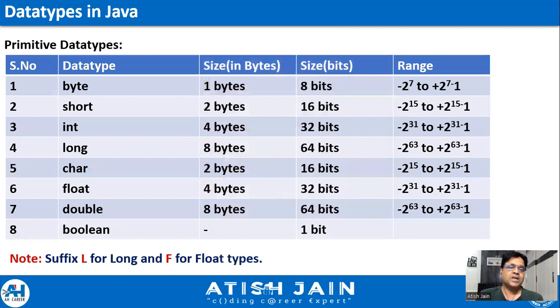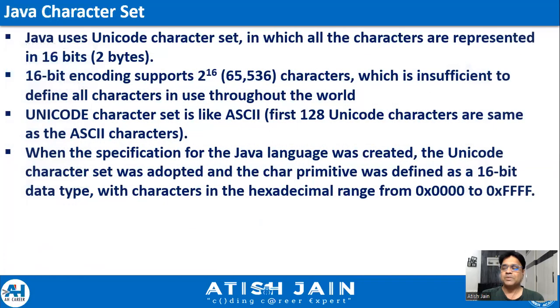So guys, this is the table which will tell you how many bytes each variable is going to occupy, in the form of bytes as well as bits, and the range. Range is nothing but the smallest and the largest number you can store in a specific data type. And note, I have given you suffixes L and F for long and float types. That I'll explain when I show you practically how you can work with these data types.